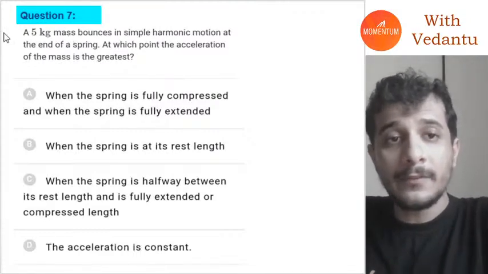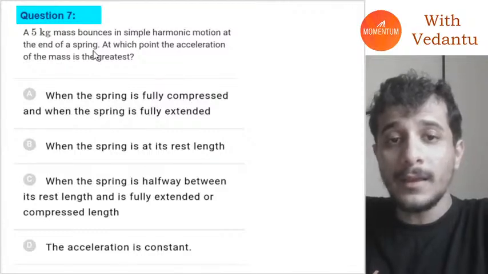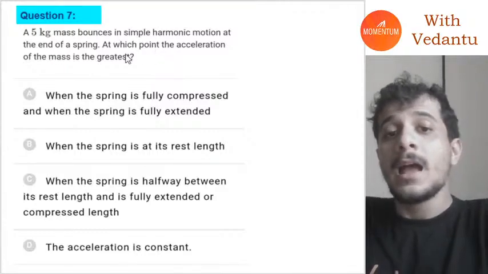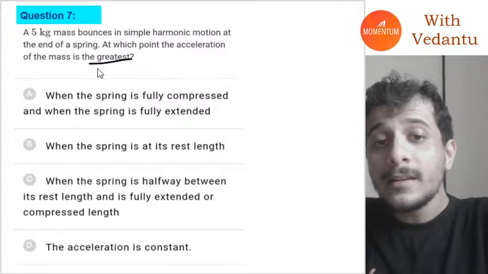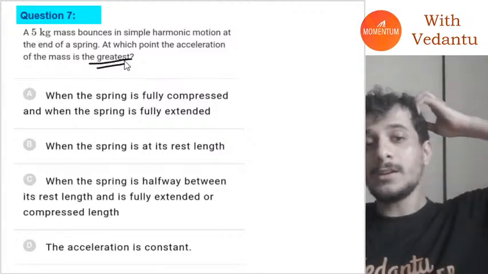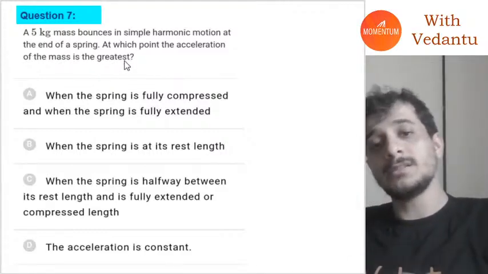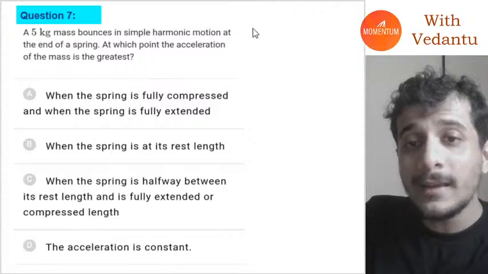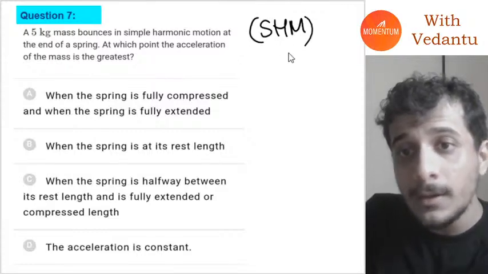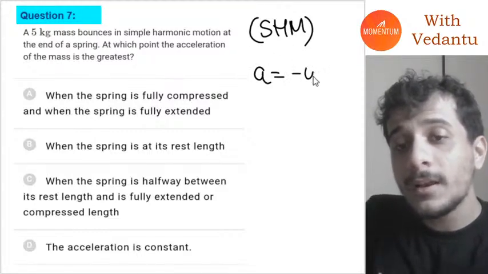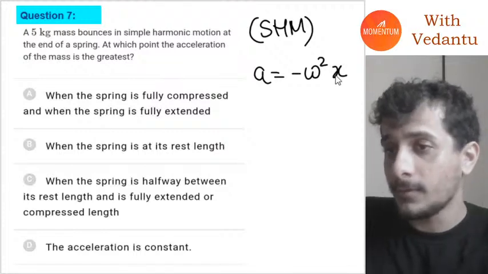Okay. A 5 kg mass bounces in SHM at the end of a spring. At which point is the acceleration of the mass greatest? So you have to remember, guys, that in case of SHM, the acceleration is always given as negative omega square x.